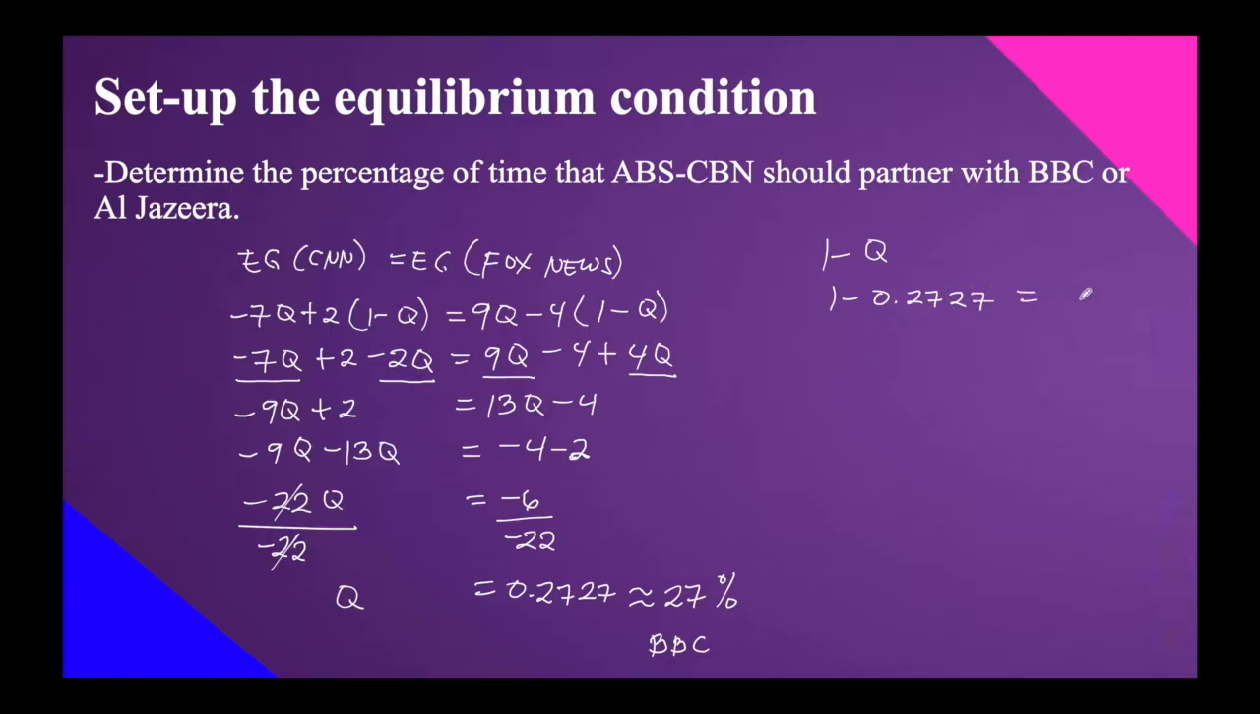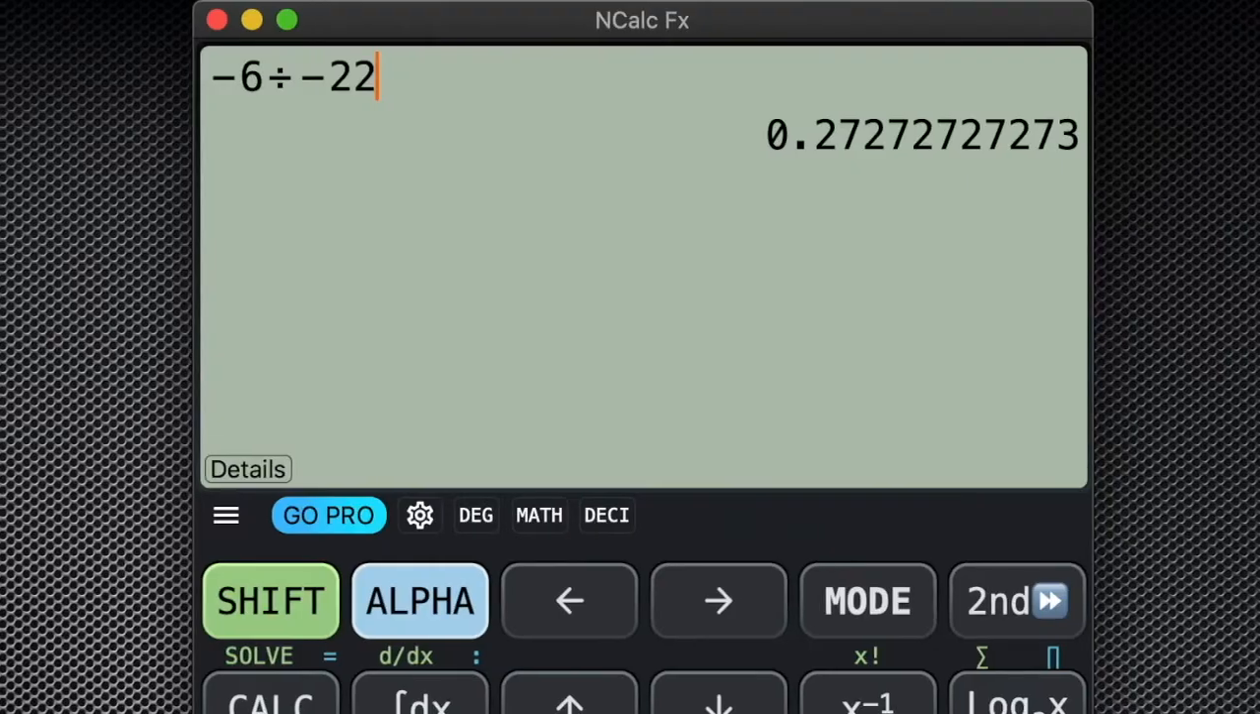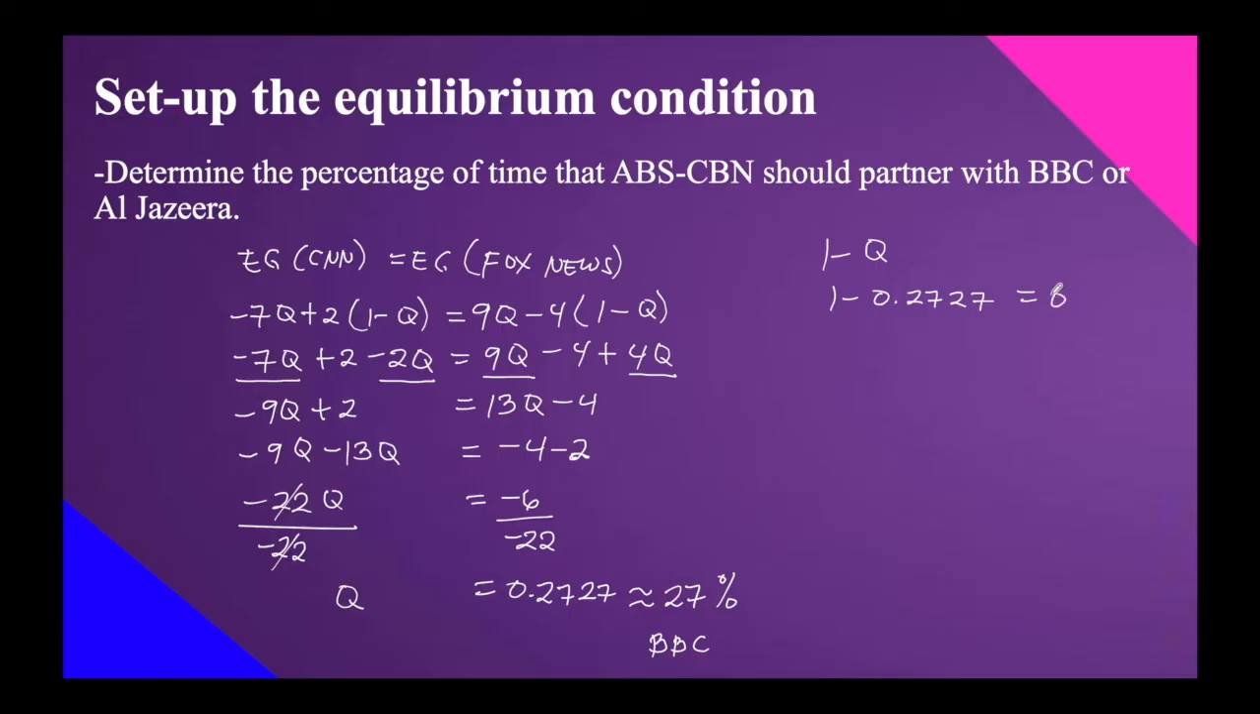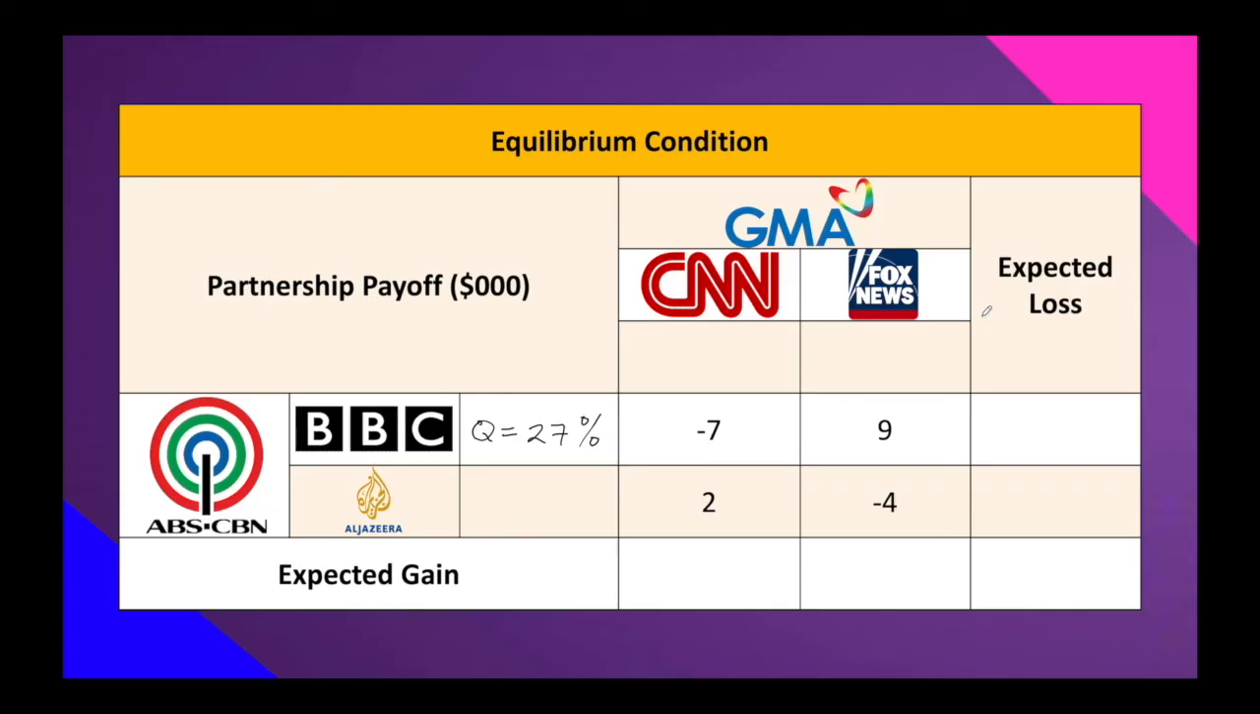So let's go to our calculator. Clear. 1 minus 0.2727. That is 0.7273, or equivalent to 73%, and we can put this here for Al Jazeera.